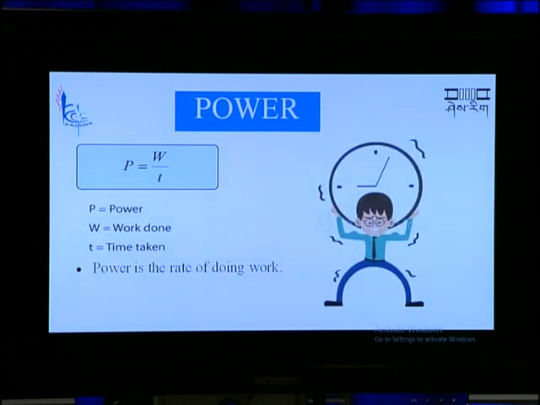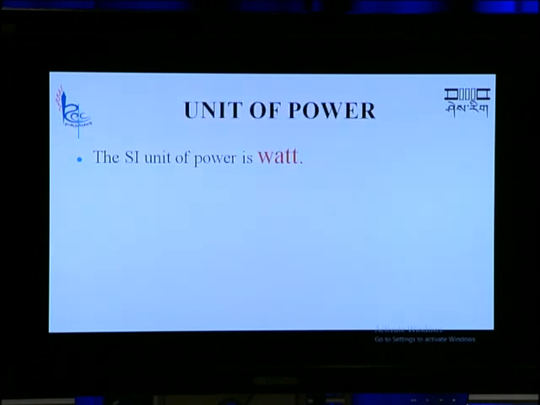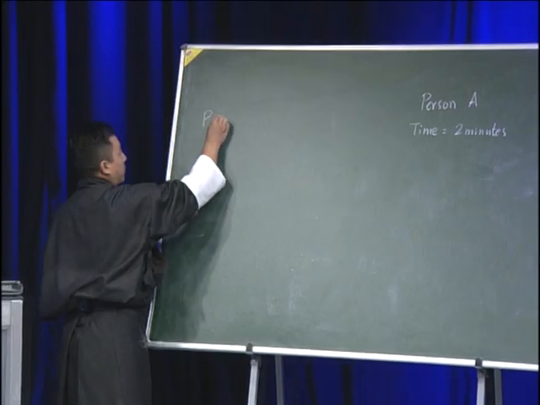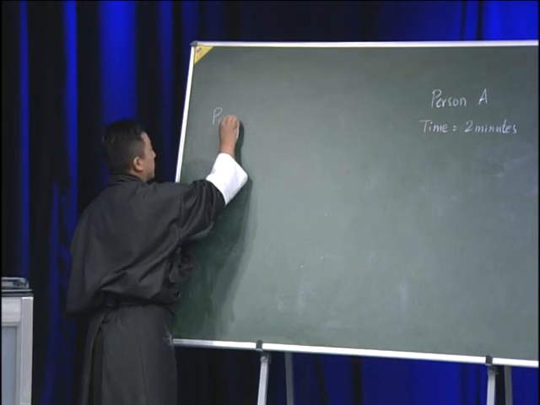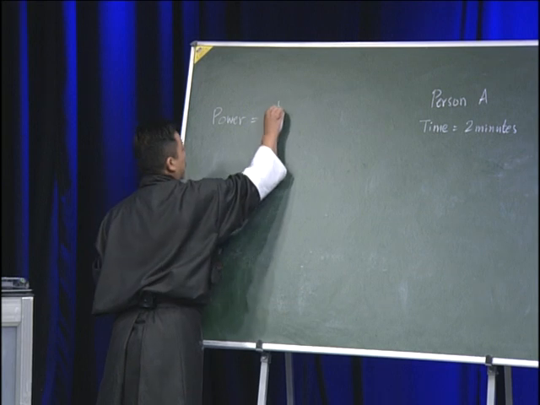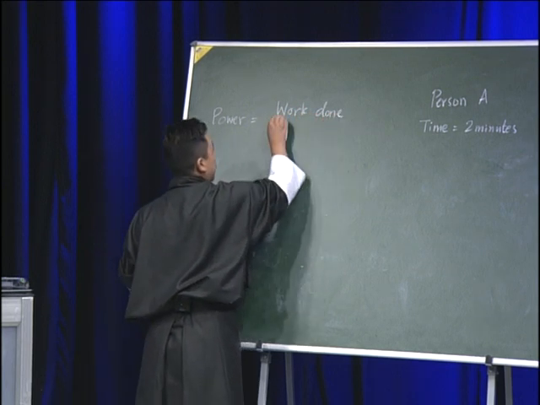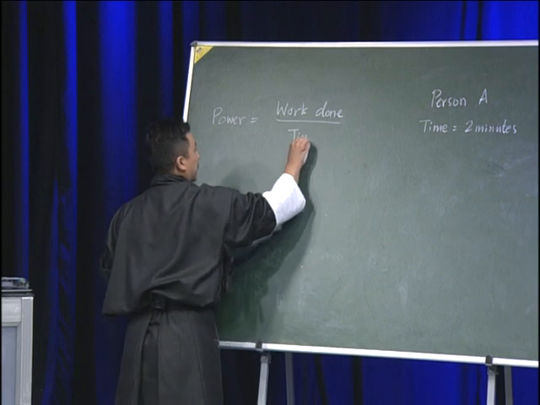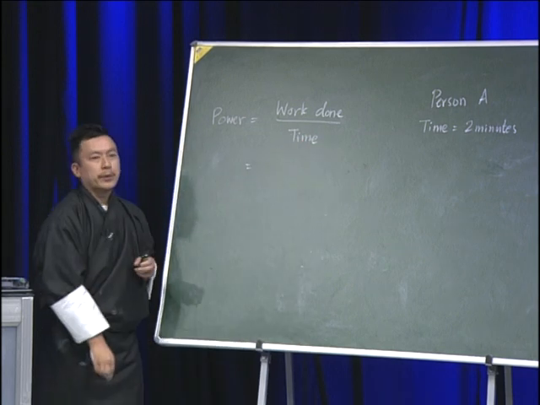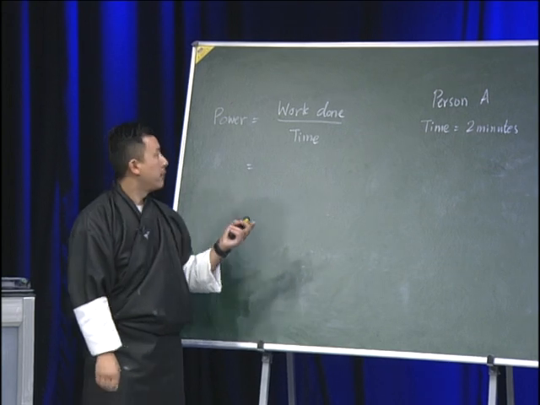All right. Next is the unit of power. Here the unit of power is the watt. So how do we get that? Again, we go back to the relation: power is equal to work done divided by time. So now, what is the unit of work done?